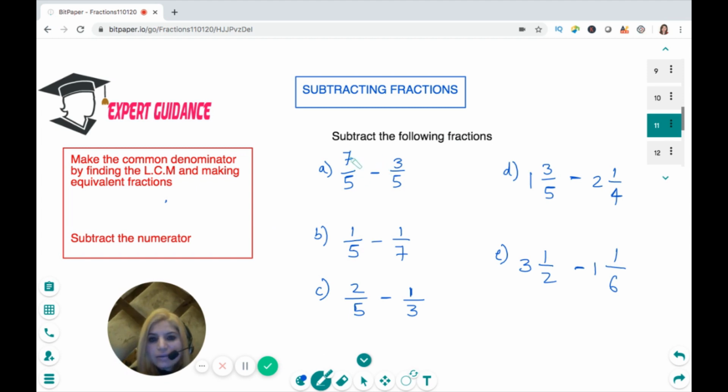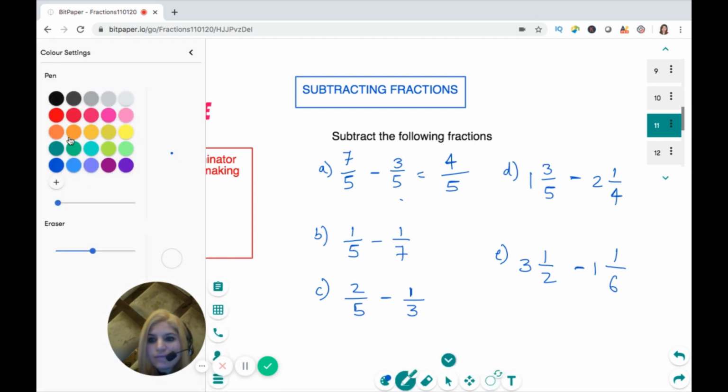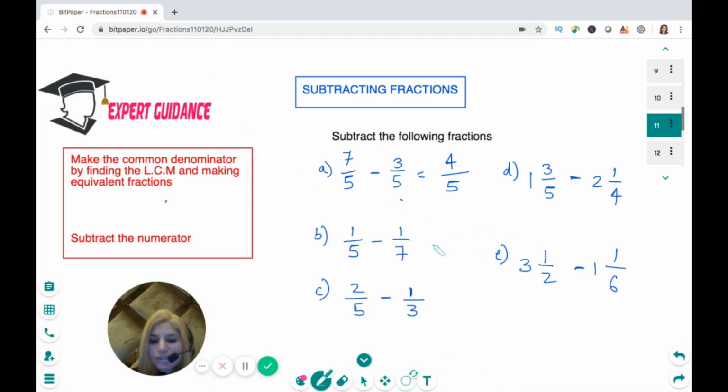Now let's take an example. 7 over 5 minus 3 over 5. The denominator is the same. That becomes 5. 7 take away 3 is 4. So 4 over 5 is my answer. But for the next question, 1 over 5 and 1 over 7, my denominator is not the same. So I'll make the common denominator, which is 35. And 5 times 7 gives me 35. So that becomes 7 over 35. And for 1/7, that will become 5 over 35. So my answer would be 7 take away 5, which is 2 over 35.